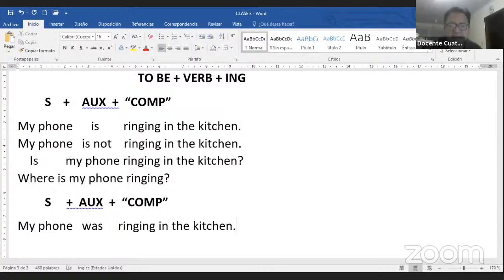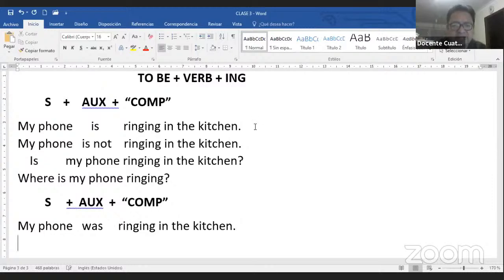So, first idea, my phone is ringing in the kitchen. Mi teléfono está timbrando en la cocina. In the past, my phone was ringing in the kitchen. Mi teléfono estaba timbrando en la cocina. You see, you just have to understand the auxiliary. The subject and the complement are not really grammatical, okay?